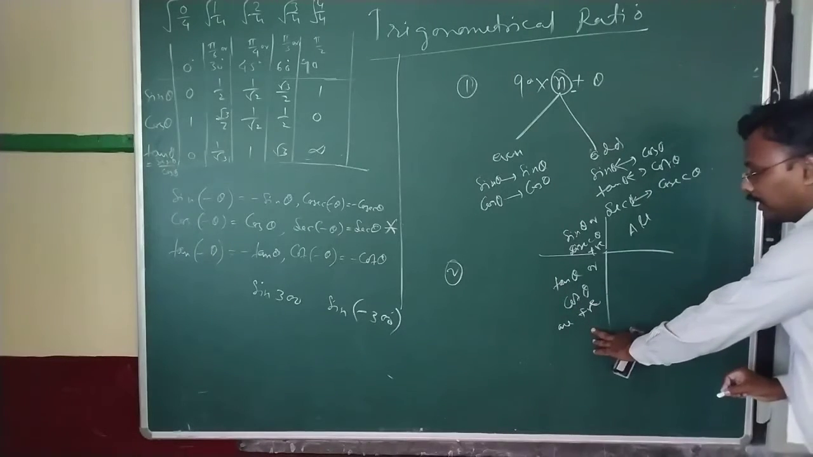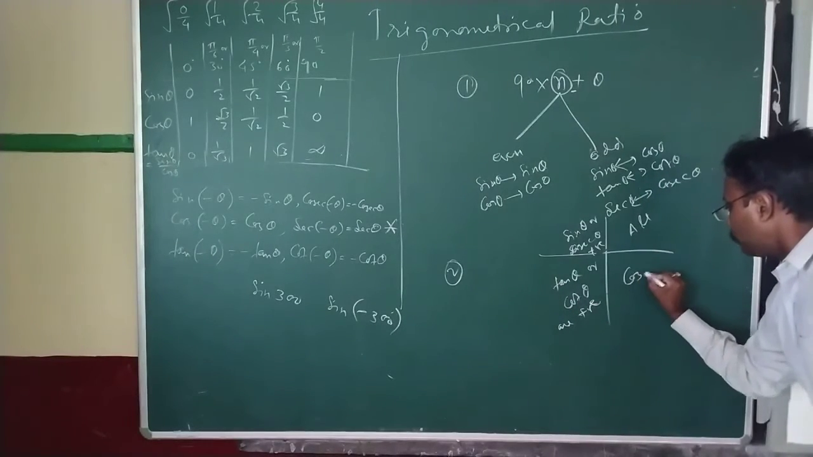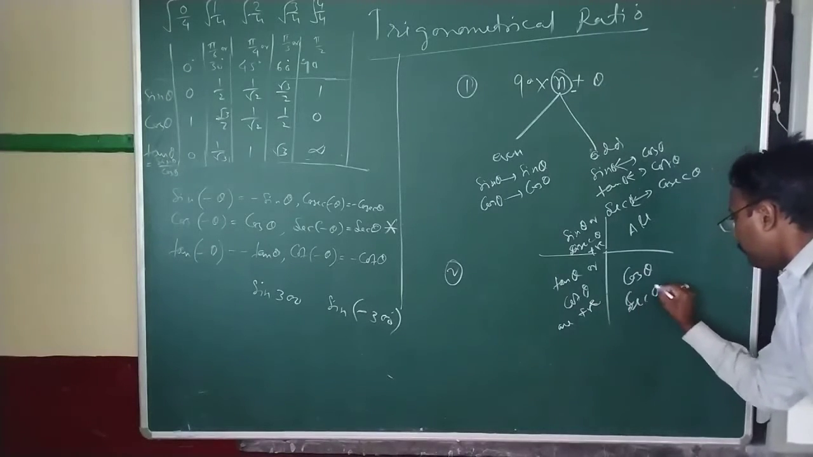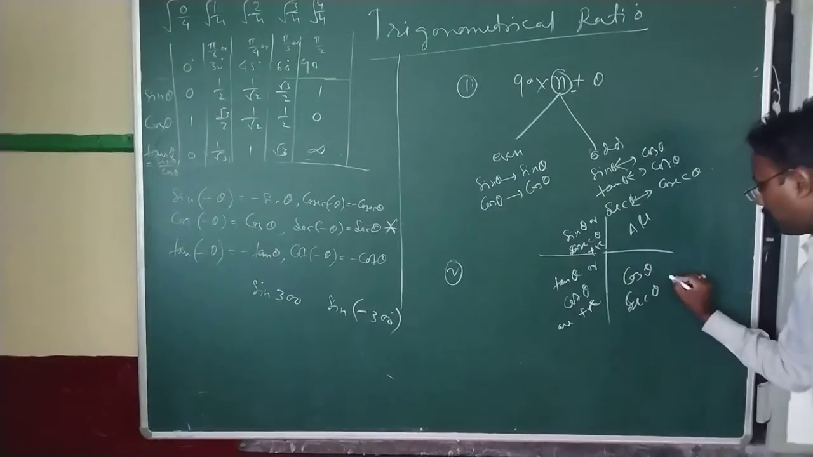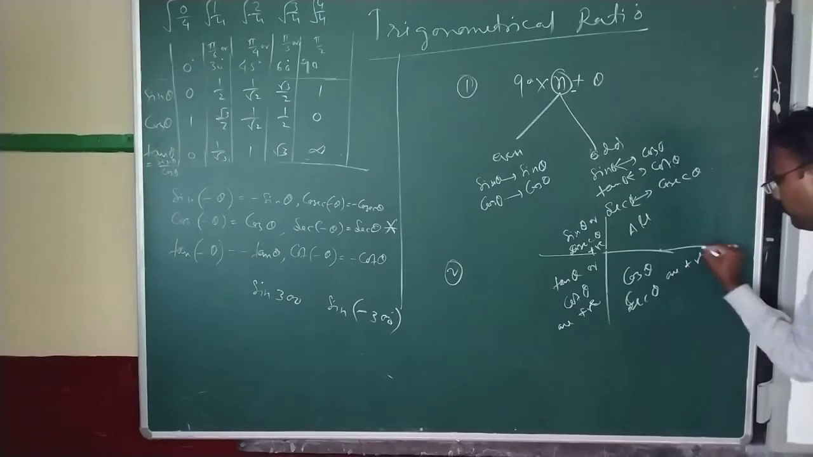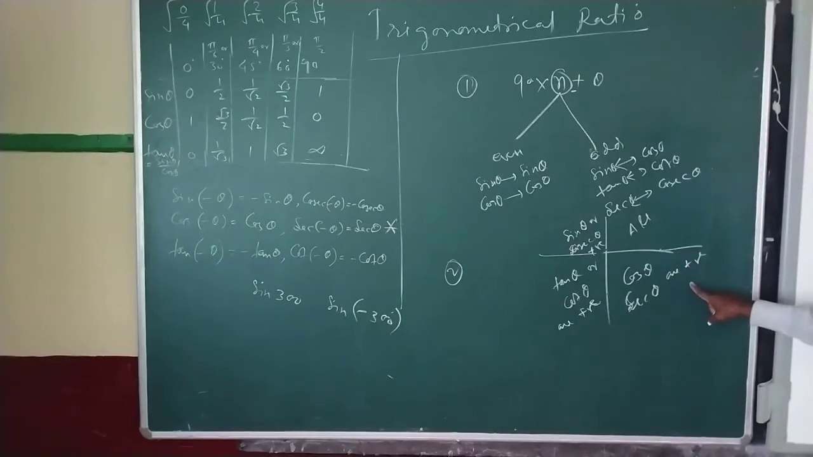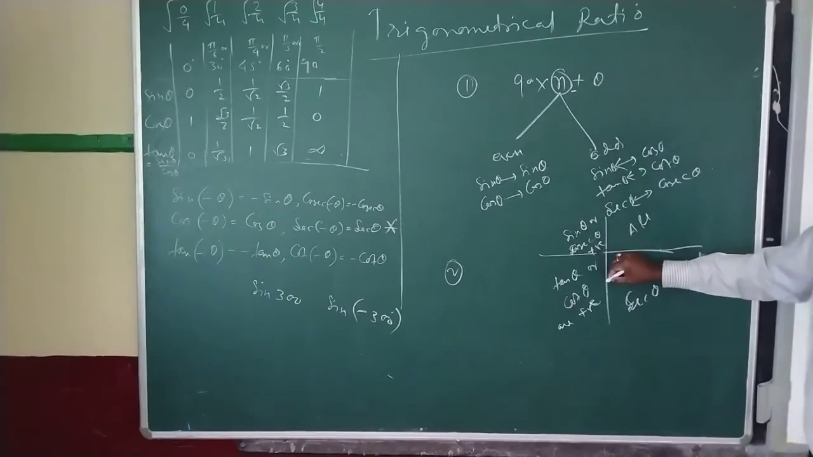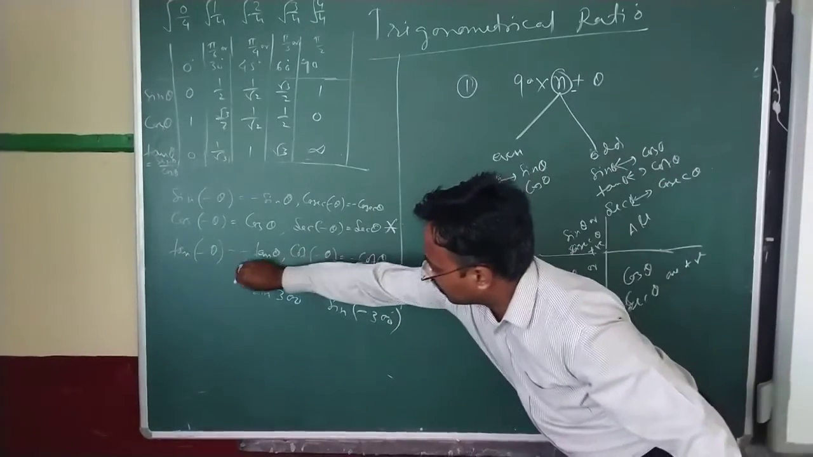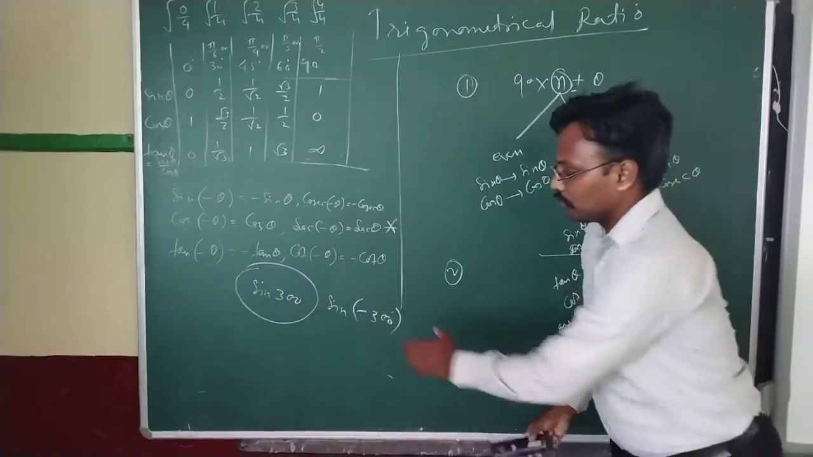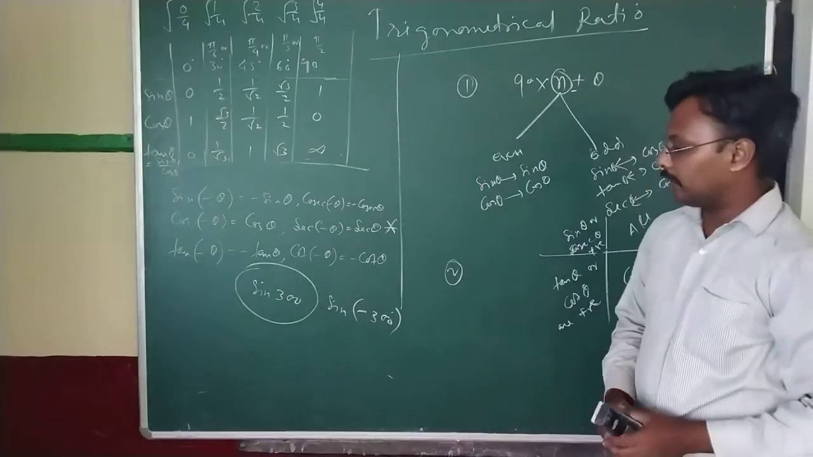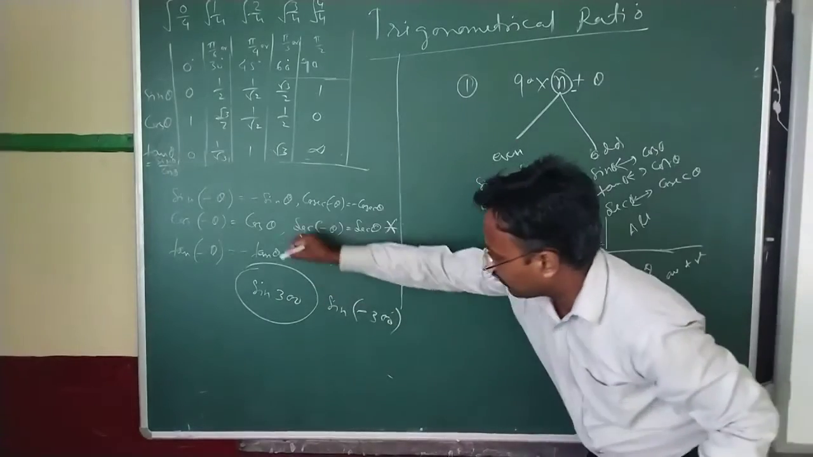Rest are negative. And in the fourth quadrant, cos or sec are positive, rest all are negative. So if you can follow these two steps, then easily we can get the value of sine which is greater than 90 degree, right?